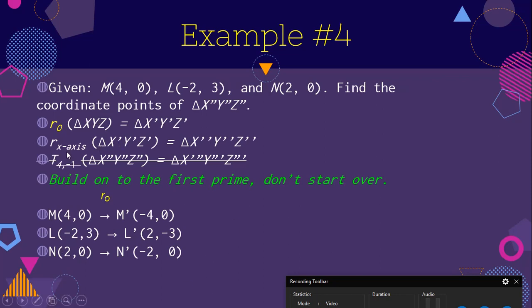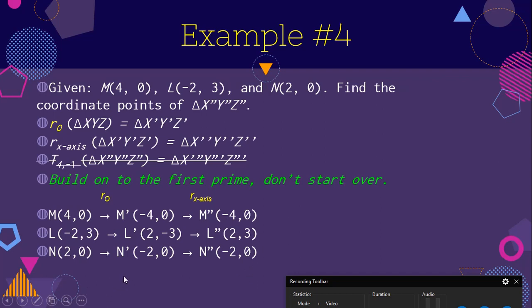Now, to do the second part, we're going to reflect in the X-axis. Remember what the rule says. We're going to take the first prime image and reflect it to create the double prime image. So what I'm going to do is put my rule, reflect in the X-axis, and my arrows, and I'm going to build on. The rule for the X-axis says X stays the same, but Y becomes its opposite. So all 3 points are just going to pop up. X stayed the same on all 3. Y changed, except 2 of the points are actually invariant because they're on the line of reflection.